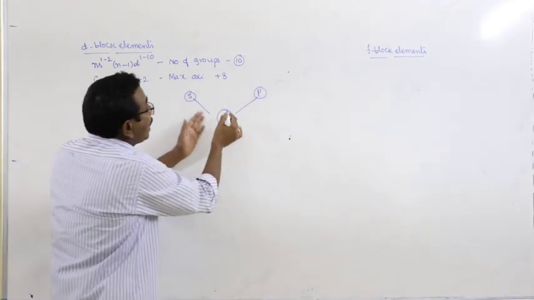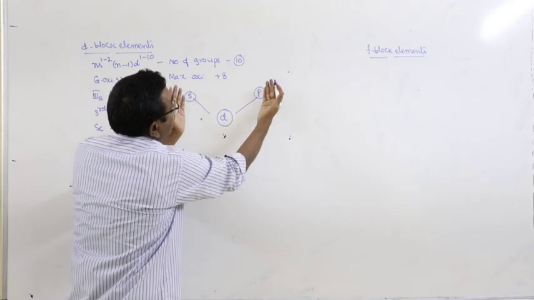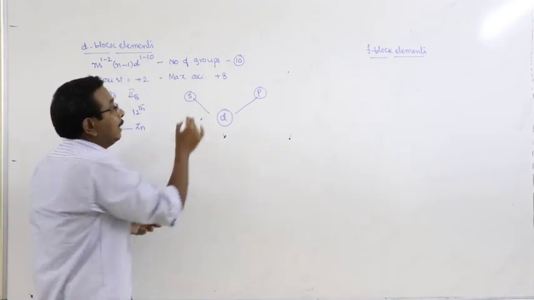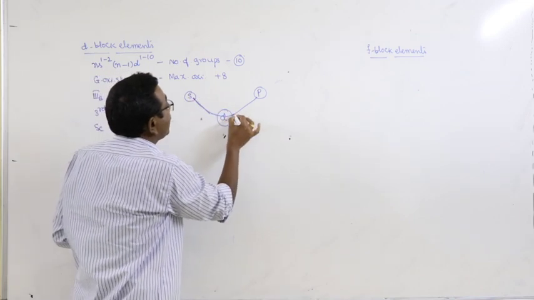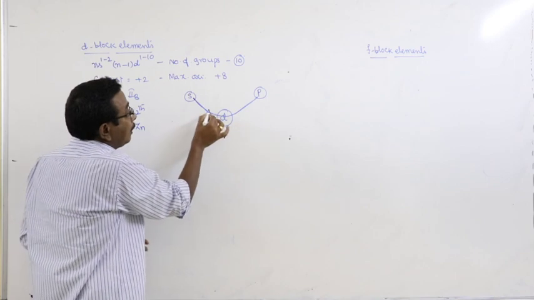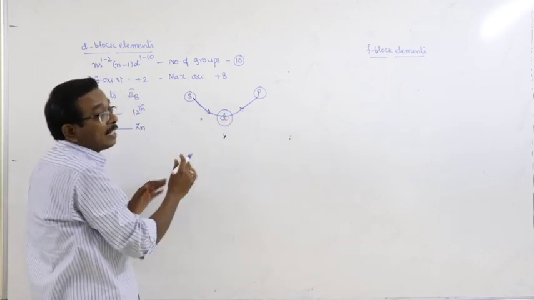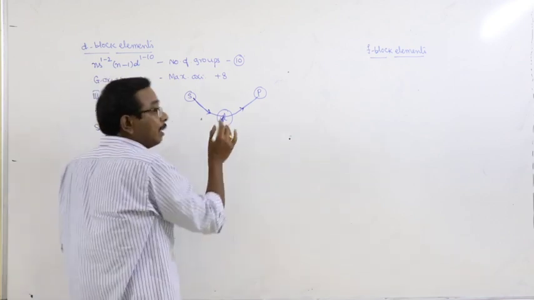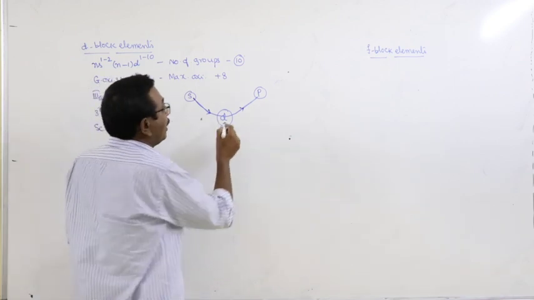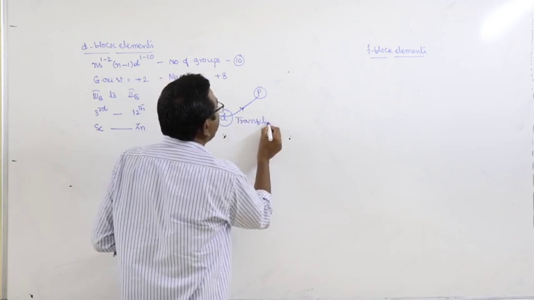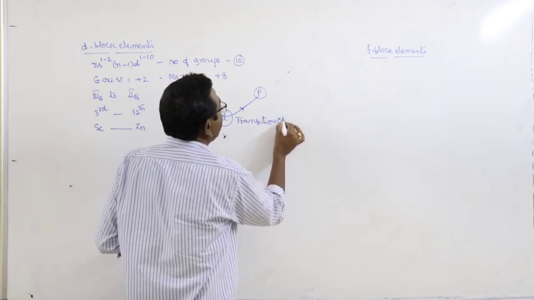But here the d block elements are present in between the s block and the p block. Meaning, they represent a gradual change in the nature of elements in the periodic table. So, commonly, d block elements are also represented as transition elements.